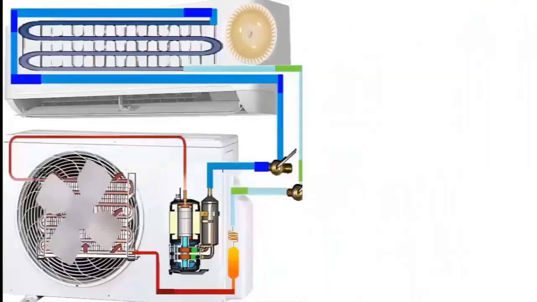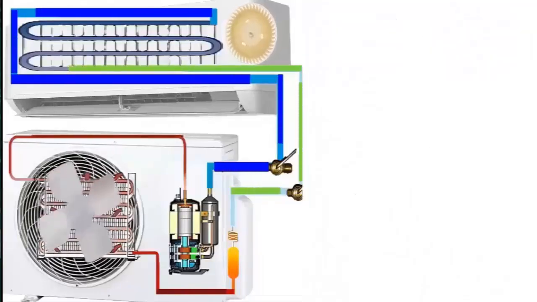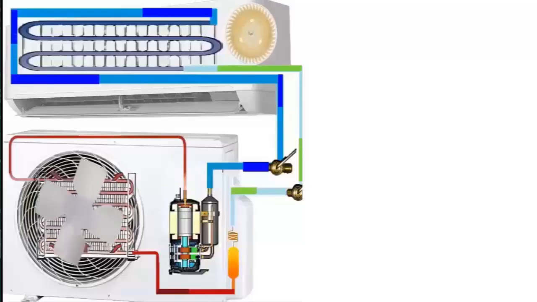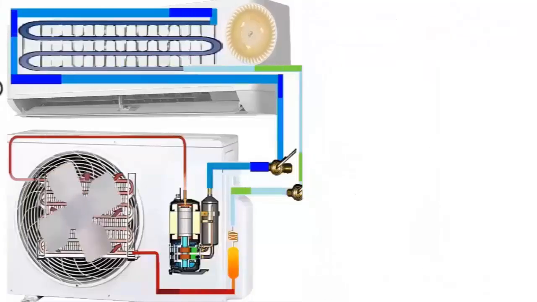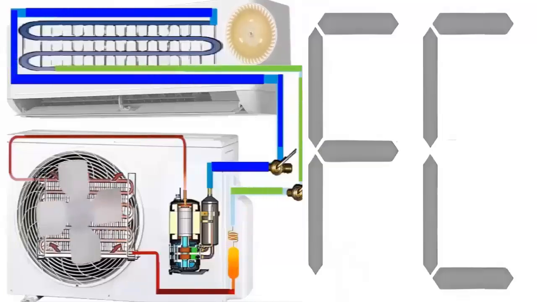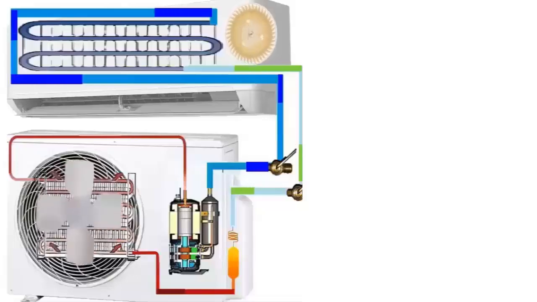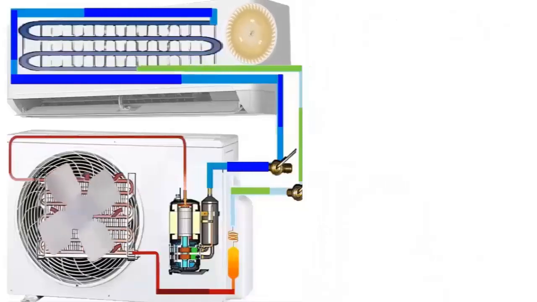Error code FC indicates that the system has activated the forced cooling function. This function allows the unit to operate in maximum cooling mode, ignoring the temperatures detected by the sensors. It is usually used for performance testing or in specific situations requiring rapid cooling.